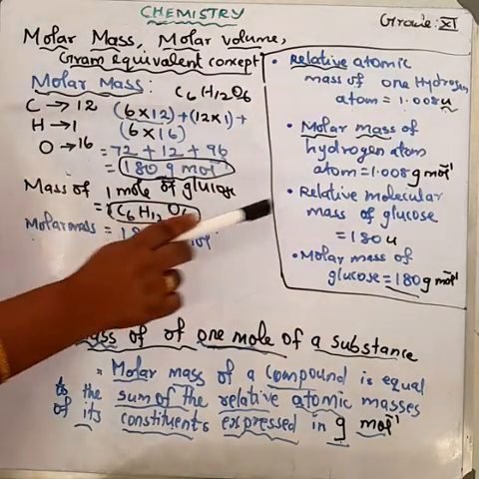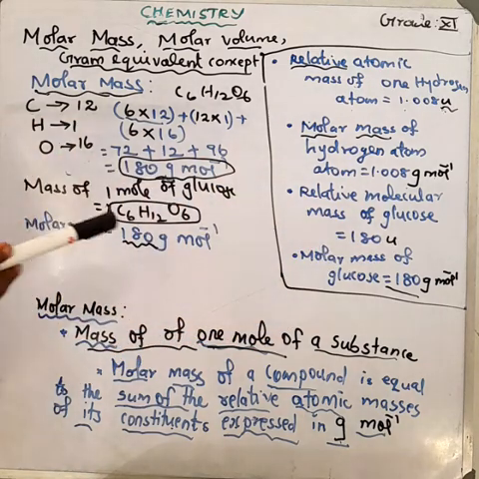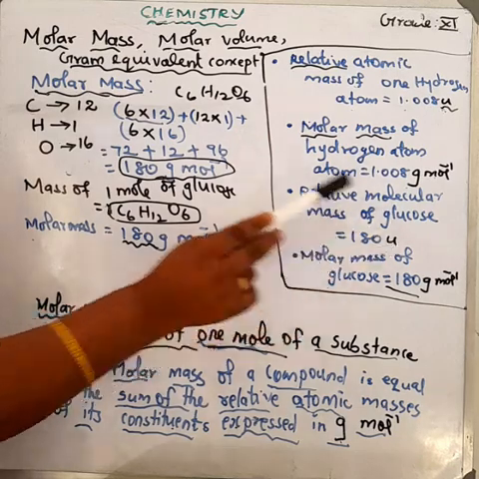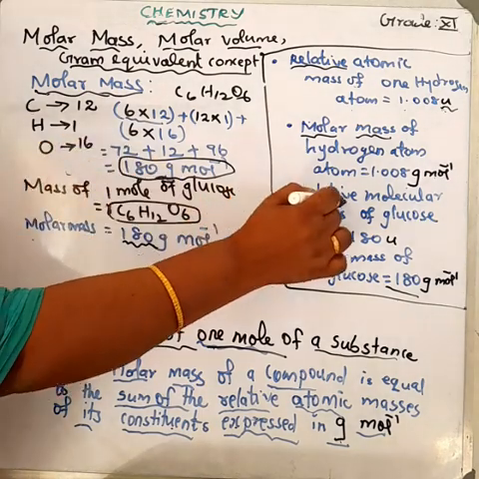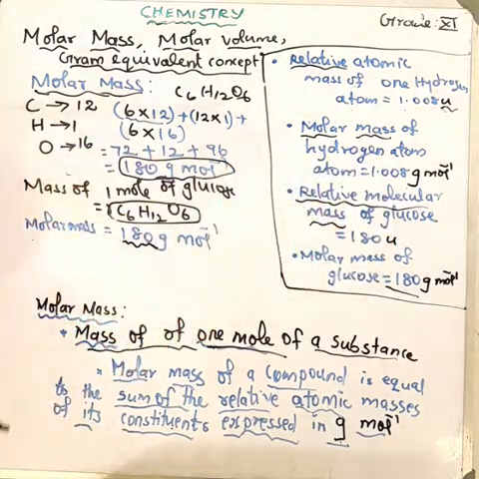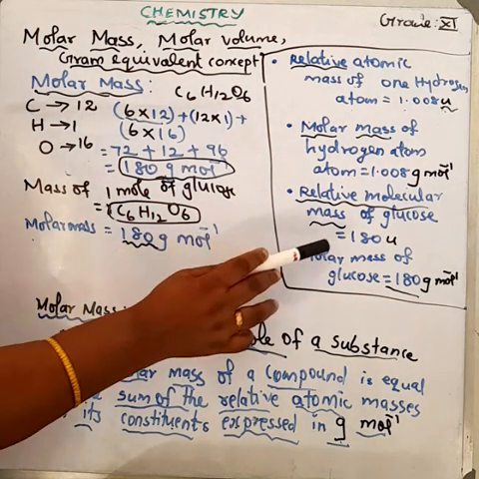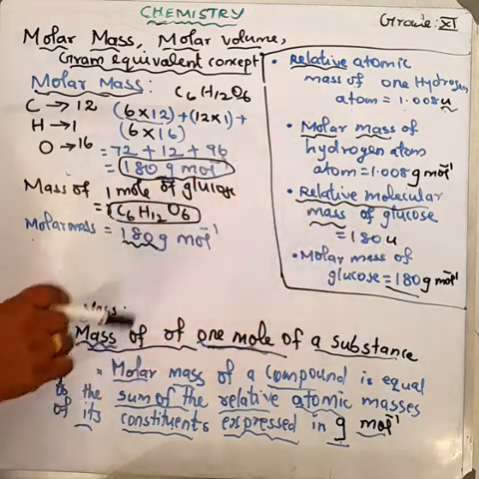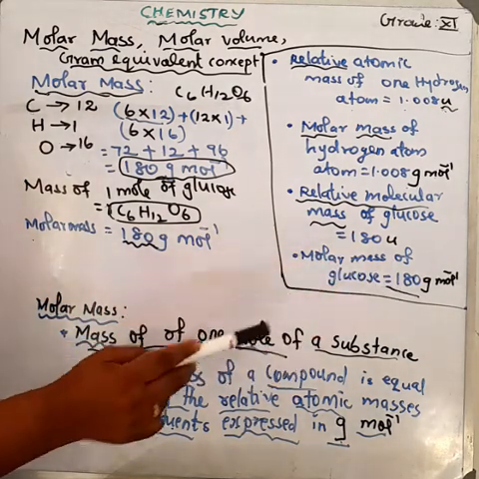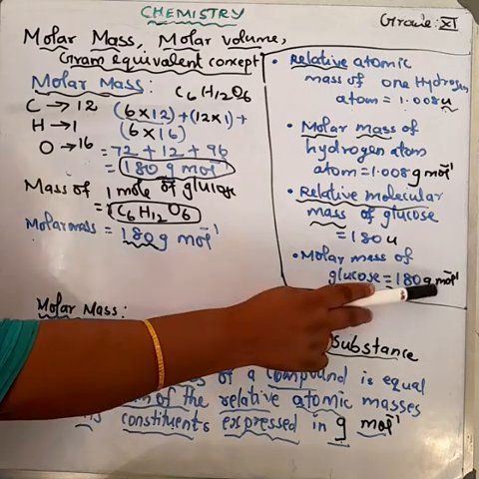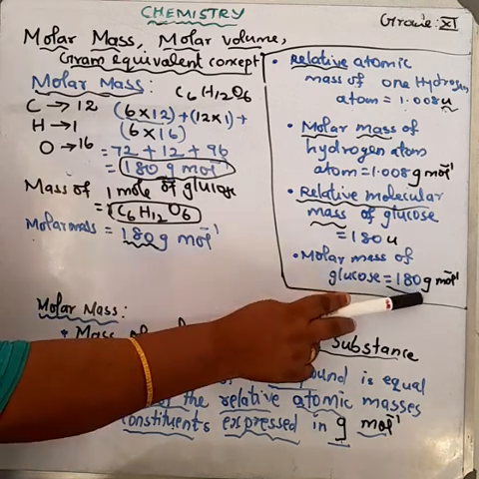Another example: the relative molecular mass of glucose is 180 U. Relative molecular mass means the molecular mass related to the 1/12 part of the mass of a carbon-12 atom. So the relative molecular mass of glucose is 180 U, unified atomic mass. Then what is the molar mass of glucose? The mass of 1 mole of substance is expressed in gram per mole. So the molar mass of glucose is 180 gram per mole.